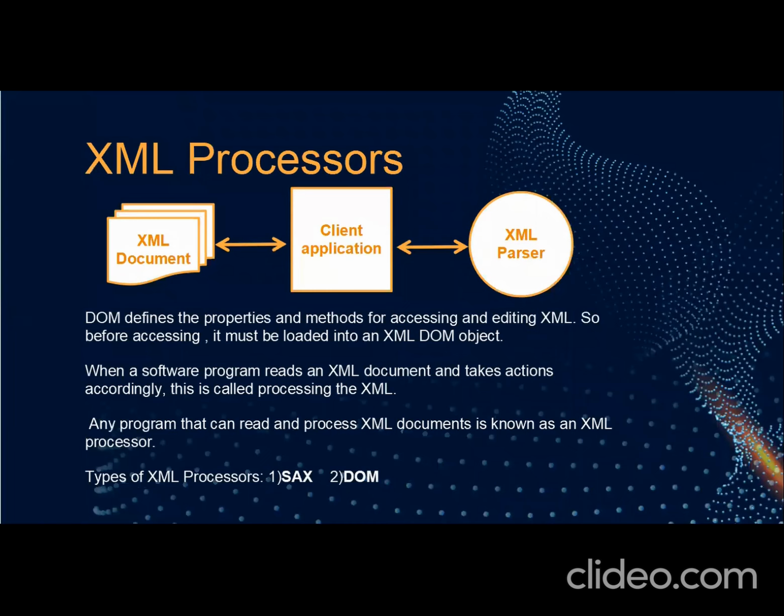It is a software program written in Java that reads an XML document and processes it. As DOM defines the properties and methods for accessing and editing XML, it is required to process the document into an XML DOM object. There are 2 types of XML processors, SAX Processor and DOM Parser. SAX stands for Simple API for XML. DOM stands for Document Object Model.